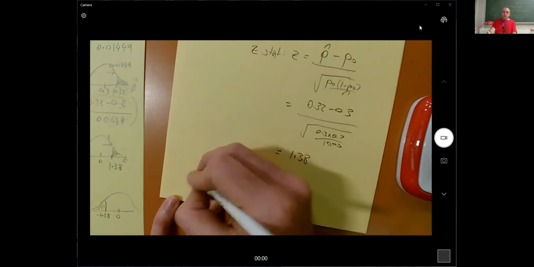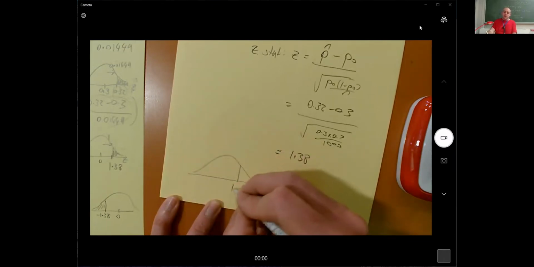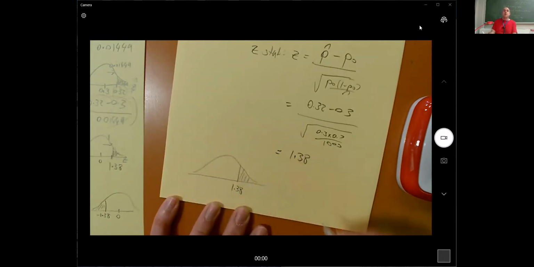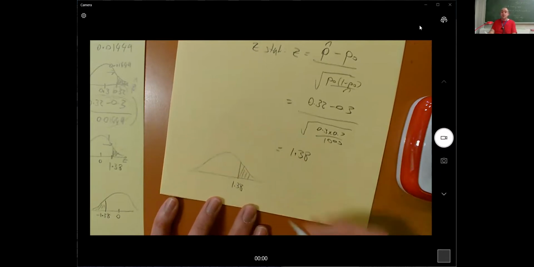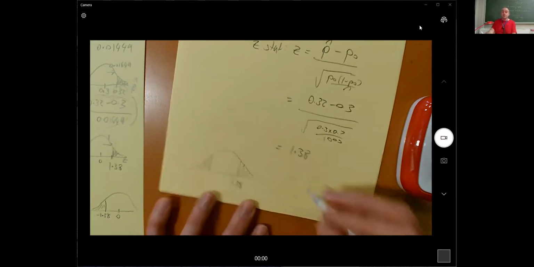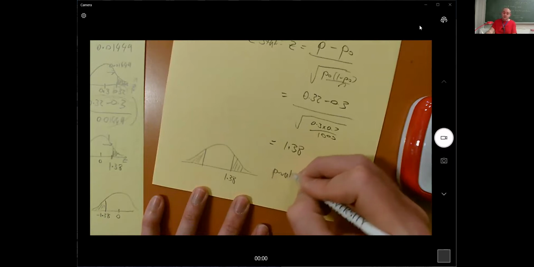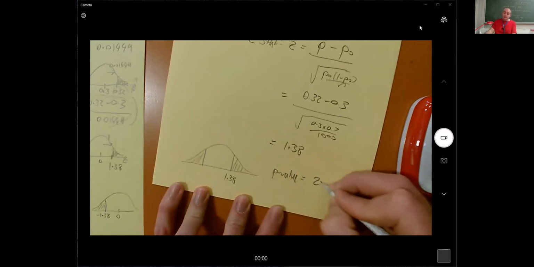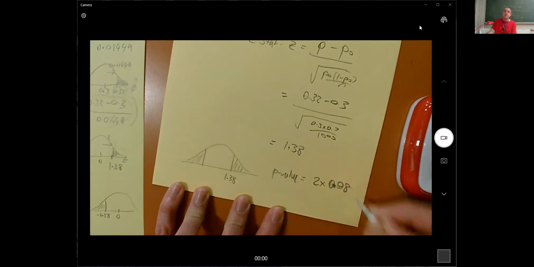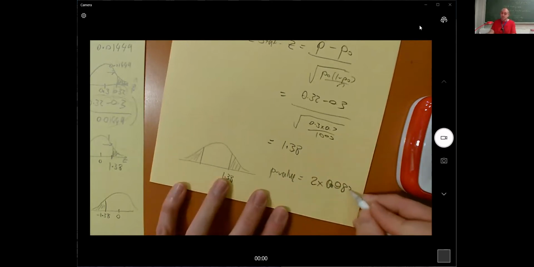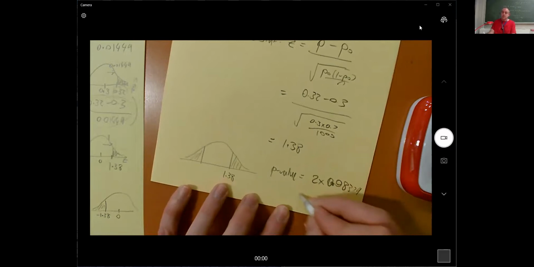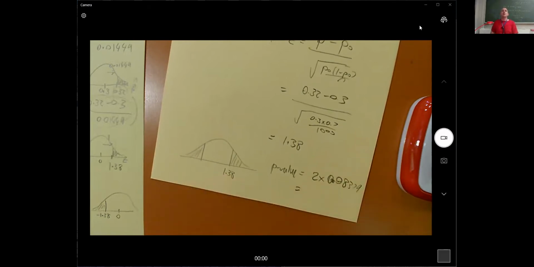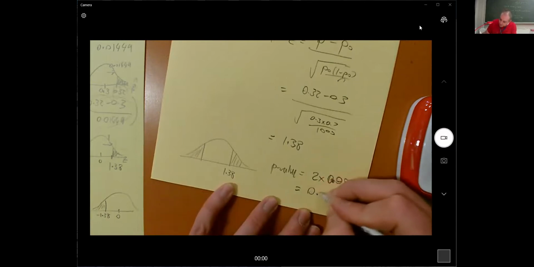So my Z table told me that this area was 0.08, which means that this area is twice 0.08, which is actually quite large, 0.16-ish.